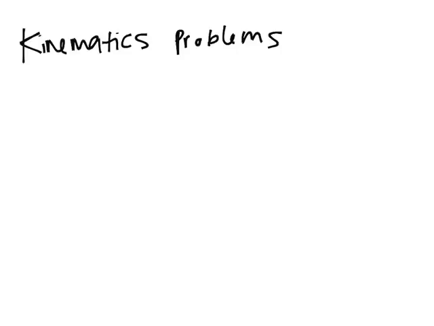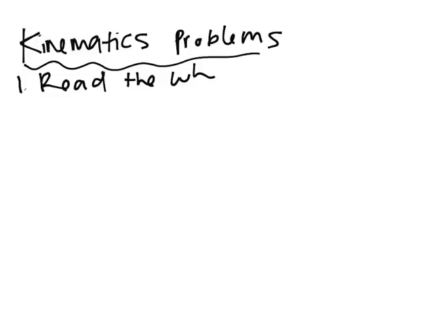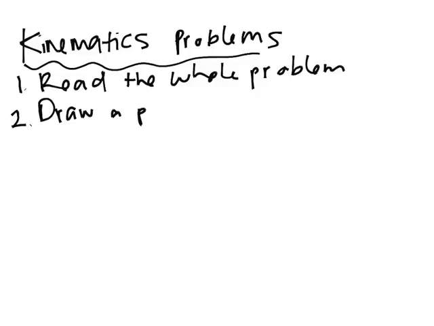Good afternoon, class. So remember, we're still doing kinematics problems. Remember, first thing, read the whole problem. The whole one. Not half of it, not parts of it, the whole problem. 2, draw a picture. So make those abstract words come to life in an actual picture that you label. So also label what's happening.